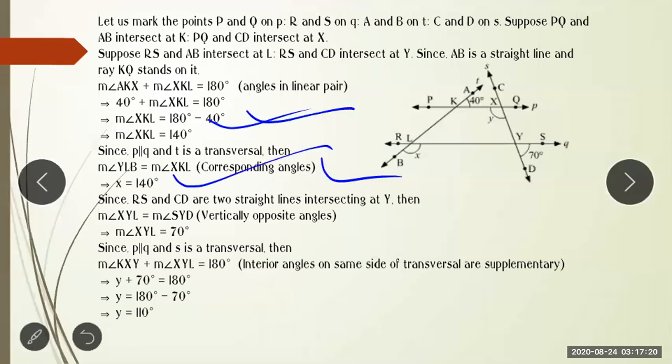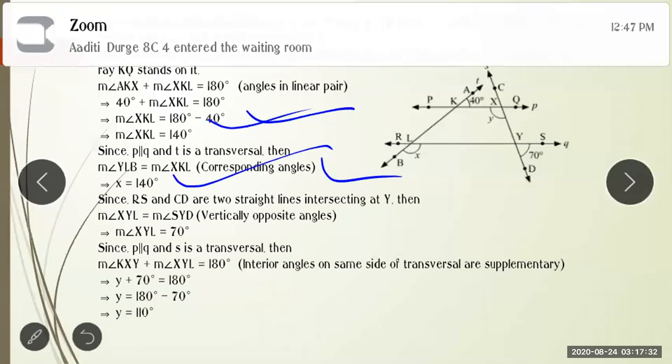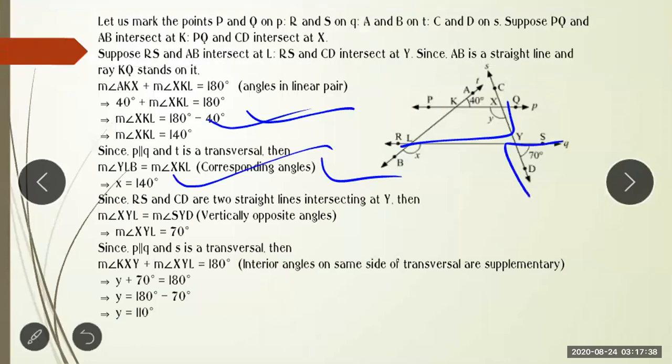Next we have written that RS and CD are two straight lines, but they are intersecting at Y. Then what will happen? Then we have taken the opposite angle, vertical opposite angle. Here the two vertical opposite angles are this one and this one. So measurement angle XYL is equal to measurement angle SYD. So this is a vertical opposite angle. When SYD is 70 degrees, angle XYL will also be 70.